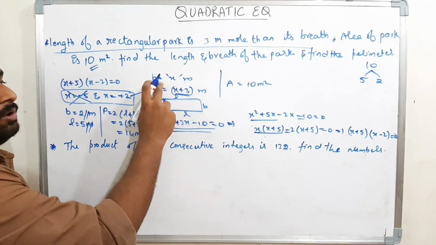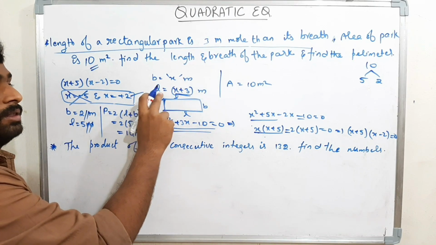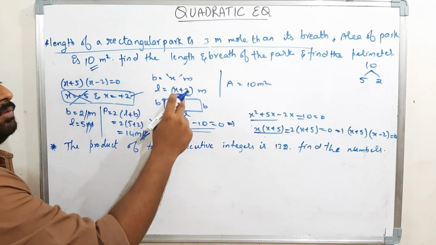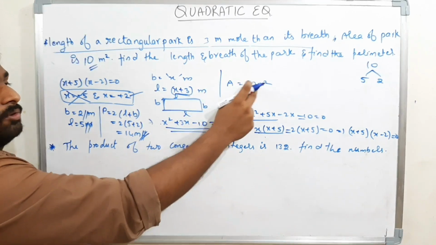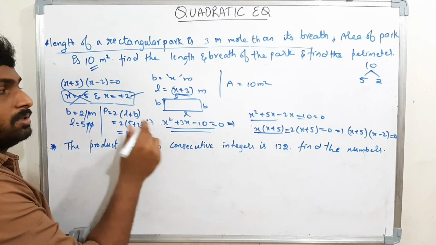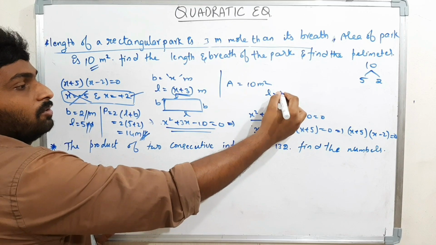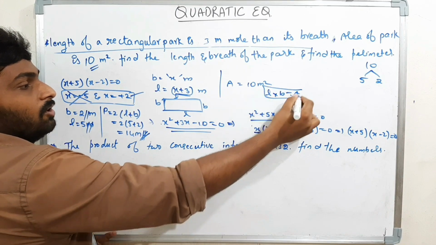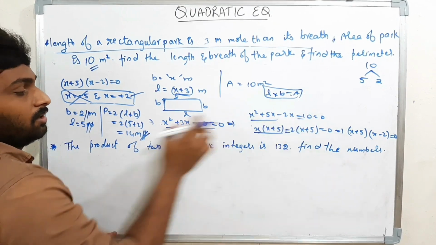First we took the breadth as x, and then we took the length. What do they give for the length? 3 meters more than the breadth. Therefore, x plus 3. The area given is 10 square meters. Therefore, use this equation: length into breadth is equal to area. Then you will get one equation. Solve that equation. You will get the roots.